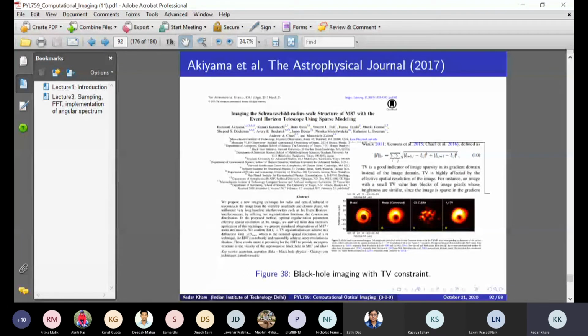And so if you use the CLEAN algorithm on this data, you will see that this is the image that you get. But if on the same data you apply total variation additionally, these are the kind of pictures you saw in the press. So today, the understanding of what the black hole looks like is really heavily dependent on what the penalty function is. So total variation has come to the rescue again, and somehow the image that you see is this.